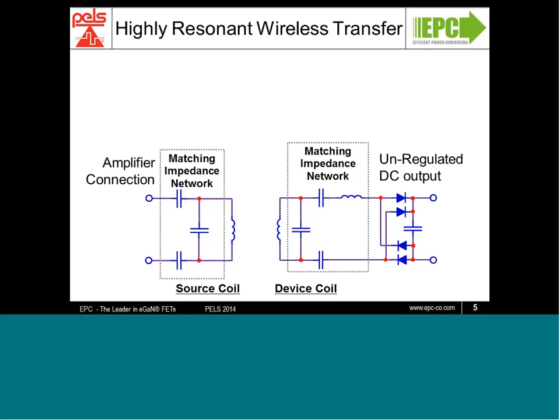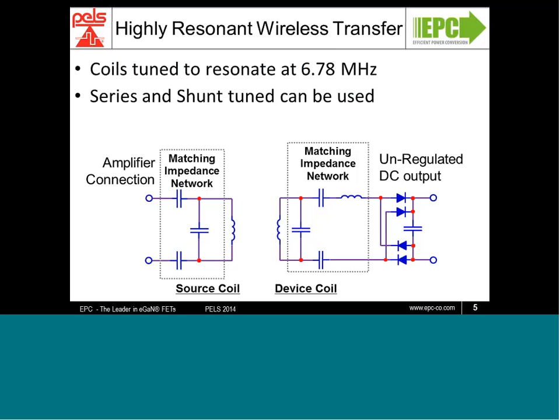The 2 coils are matched with their own inductances, and then at the device side, we simply rectify it and smooth it out with a capacitor. The coils are therefore tuned to resonate at 6.78 megahertz, which is the frequency of choice at this point in time. We'll get into the details later.